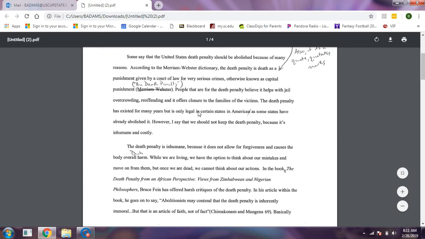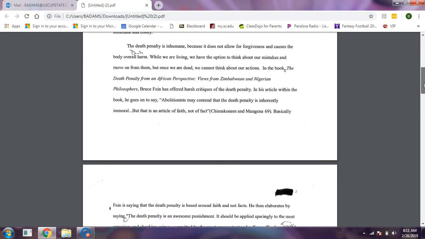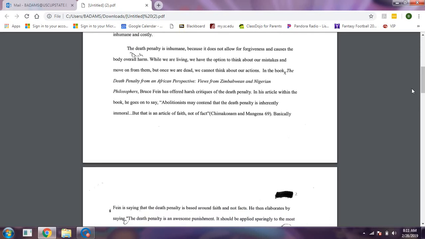So this is, again, the kind of thing that could have support. Put some sort of a citation that tells us where you're getting this information about what states it's legal in and what states it's not. "The death penalty is inhumane because it does not allow for forgiveness and causes the body overall harm." Okay. "While we are living, we have the option to think about our mistakes and move on from them, but once we are dead, we cannot think about our actions." This is a valid point, but he doesn't ever really do much with it, so I would question why he brought this up to begin with.